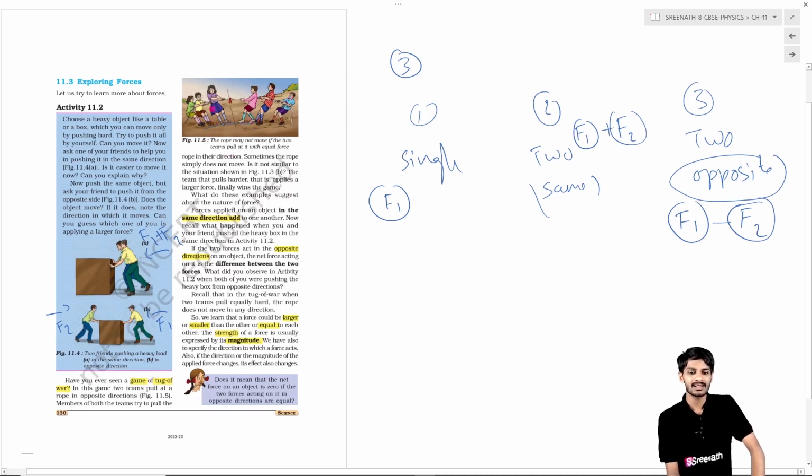There are three boys here. There are three members here, three members here. They are applying force, and these members are pulling those members, and at the same time those members are pulling these members. By this activity, what happened? The rope remains constant. No one will come to the other side. I think you have played many times.